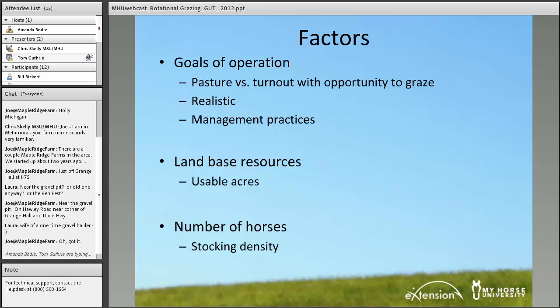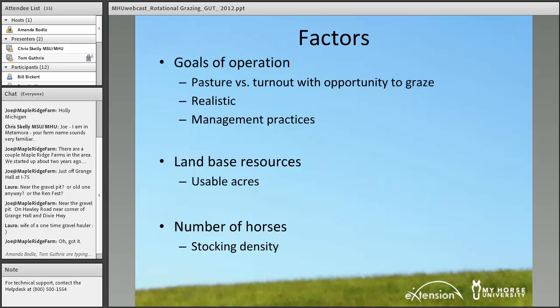These appear to be very simple questions with not so simple answers most of the time. So we have to really be realistic about what our goals are, and it may play into how or what type of management practices we use. The two major factors that play a role in your goal setting will be land-based resources and the number of horses that you have. Evaluating your land-based resources, I like to term this as usable acres.